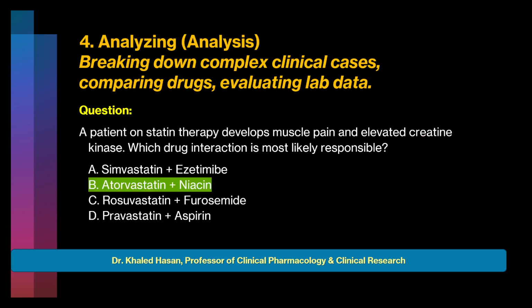Okay, niacin with atorvastatin will be the correct answer here. With muscle pain, niacin and atorvastatin may be the more obvious side effect related to this combination.